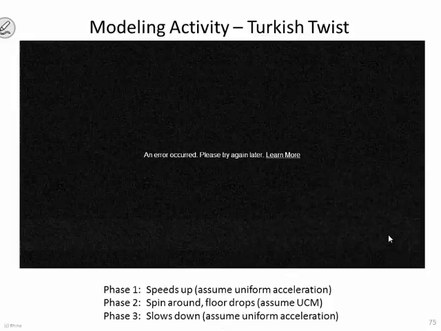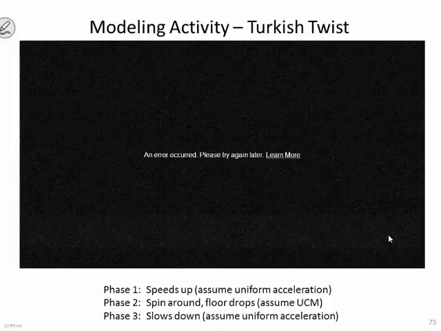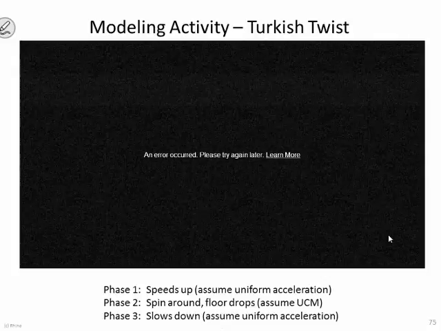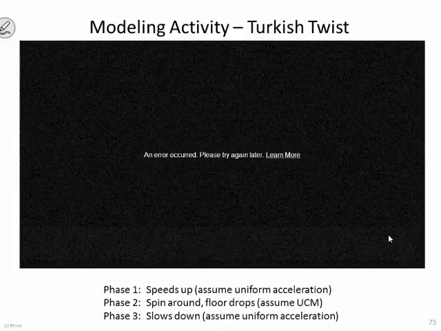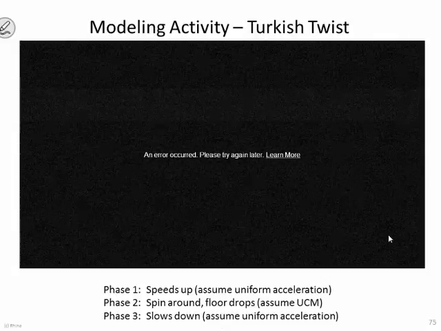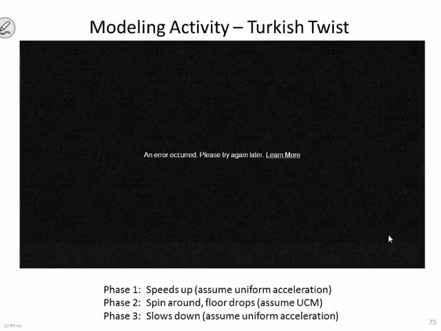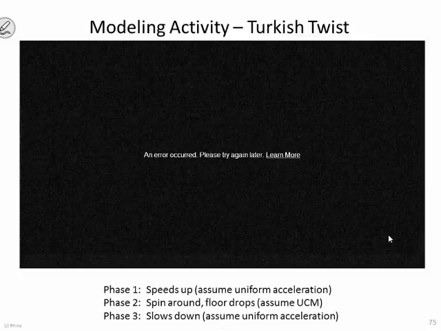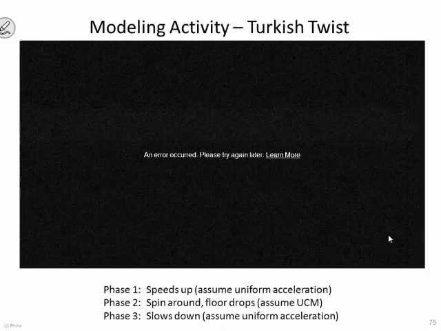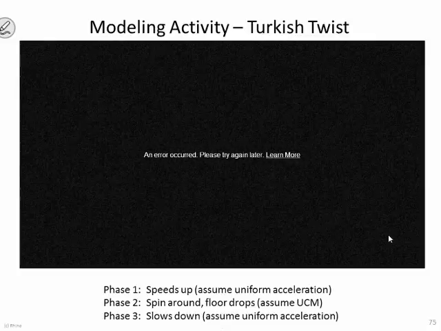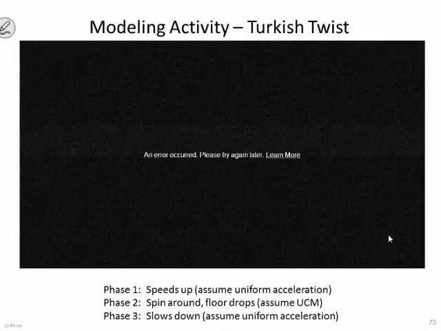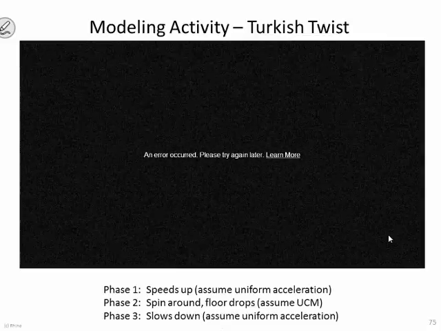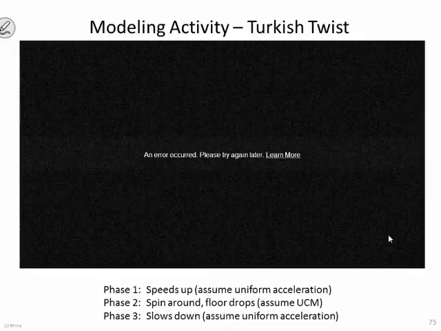So the whole idea behind this Turkish twist packet is for you guys to come up with, now that you know how to do rotational motion just like linear motion, equations that map out what the future position and velocity are for a constant acceleration for phase 1, phase 2, and phase 3. And those 3 have to be linked together, right? How do you link those three sets of equations together? What links them together?